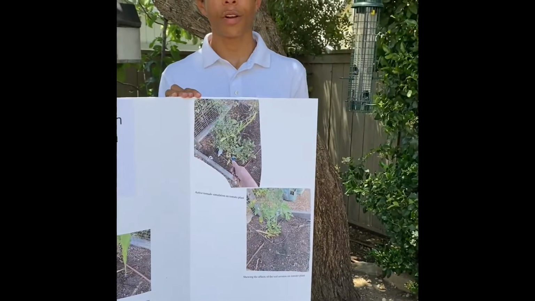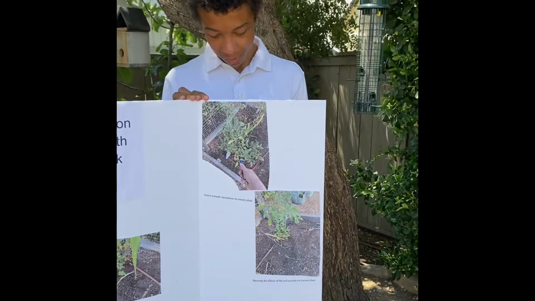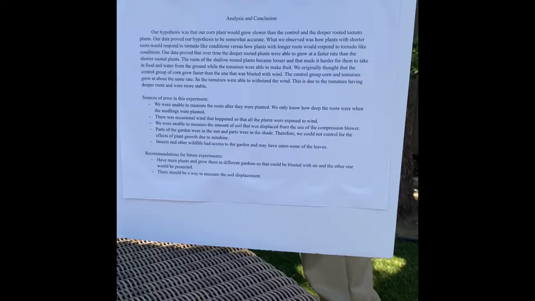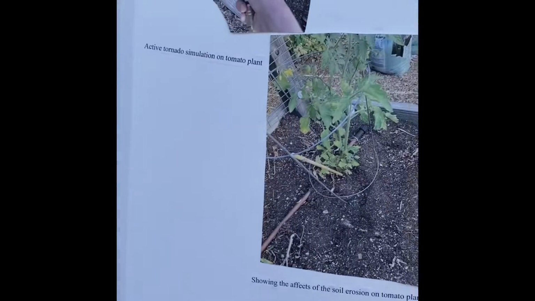These were the sources of error in our experiment. We only know how deep the roots were when the seedlings were planted. There was occasional wind that happened so that all the plants were exposed to wind. We were unable to measure the amount of soil that was displaced from the use of the compression blower.